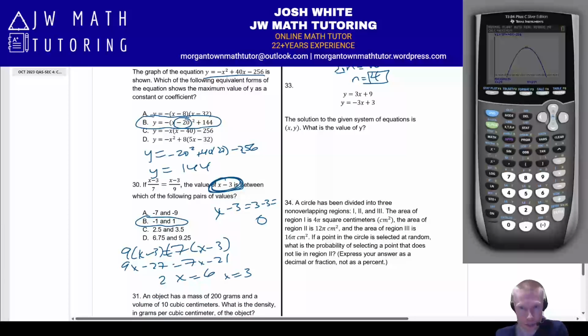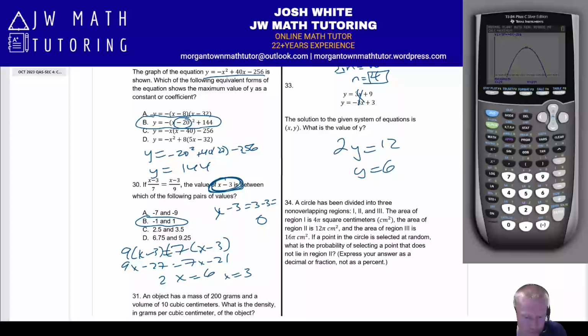33, system of linear equations. They ask you to solve it for y. It's very simple because notice the x's are already opposite, so you can just add down the columns. Cancel. 2y equals 12, y equals 6.